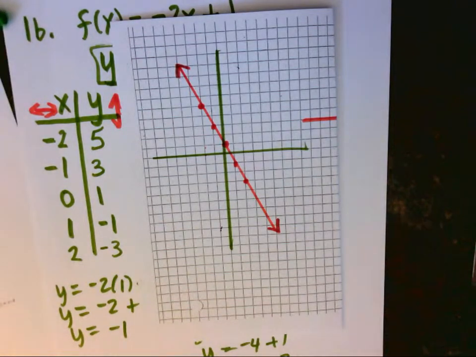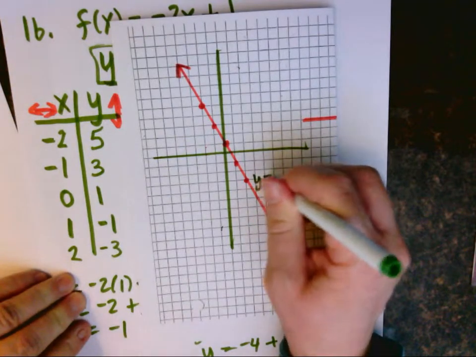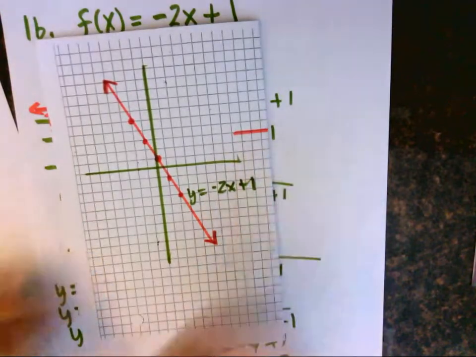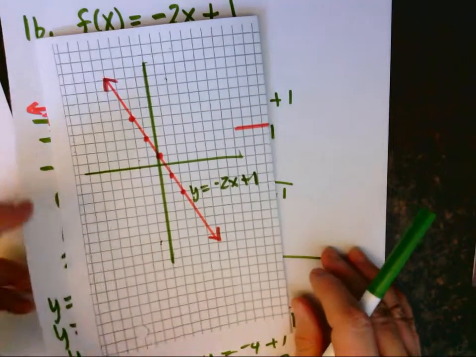Okay, so we could label this. That would be the best thing to do. Y is equal to, or f of x is equal to, -2x plus 1. Okay, so we've graphed yet another line. Very well, let's move on to the next example.